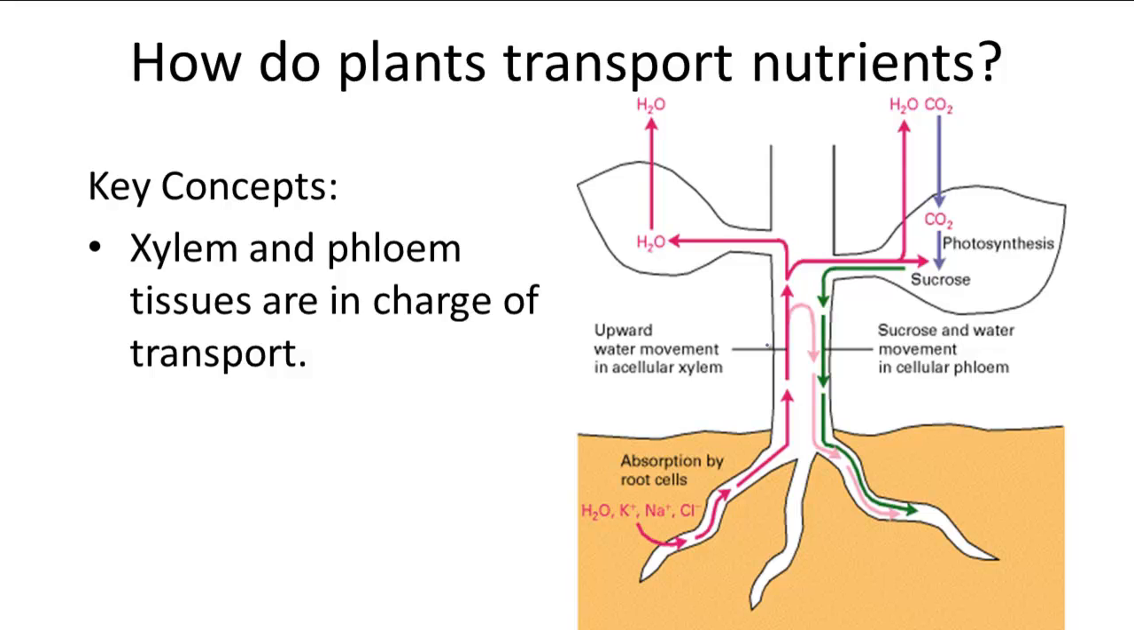Food, nutrients, and water are circulated through plants by the vascular tissues xylem and phloem. The xylem carries water and dissolved minerals up from the roots, as shown in this pink arrow pathway, and the phloem carries sugar produced by photosynthesis down from the leaves, as shown in this green arrow pathway.